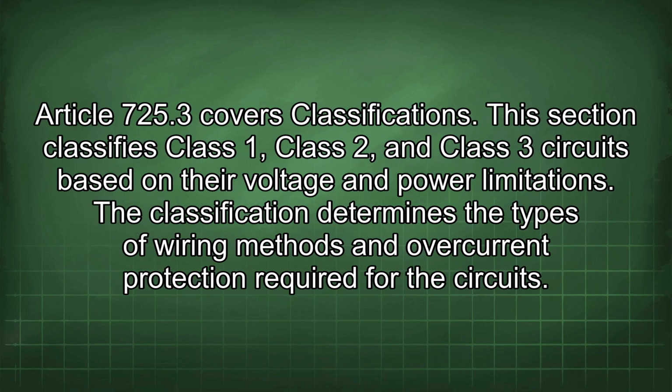Article 725.3 covers classifications. This section classifies Class 1, Class 2, and Class 3 circuits based on their voltage and power limitations. The classification determines the types of wiring methods and overcurrent protection required for the circuits.